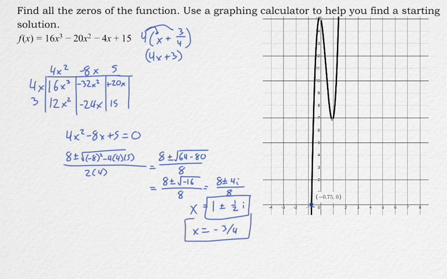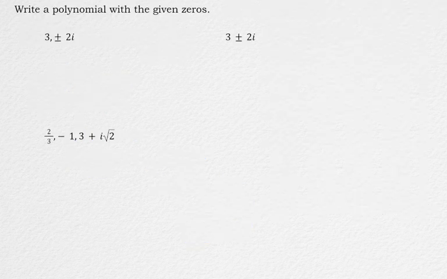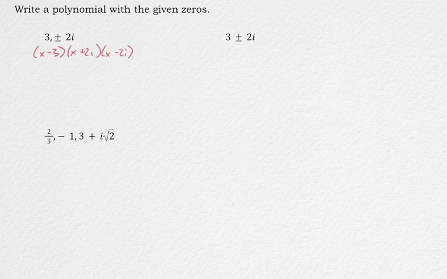And there's our 3 solutions. Now we're going to look at a few more problems where we're going to build some functions looking at the given zeros. In the first problem, we have 3 as a zero, so that means x minus 3 would be a factor. And then we have plus or minus 2i. So they always come in conjugate pairs like that. So I'm going to have x plus 2i and x minus 2i as factors.